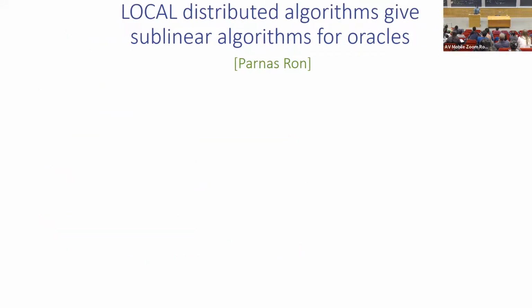All right, so now there's an interesting observation of Parnas and Ron that has led to a lot. It's a connection between local distributed algorithms and sublinear algorithms for oracle that use these oracles. And these are sublinear query as opposed to sublinear time. Usually they give you sublinear time as well, but what's guaranteed by this reduction is just queries, okay?